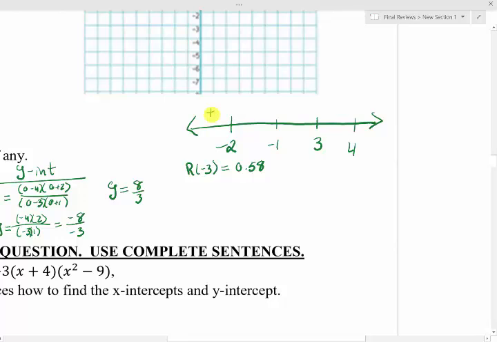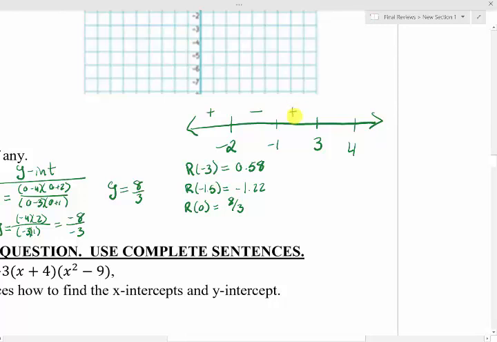Then I'm going to need a number between negative 2 and negative 1. So I'm going to test negative 1.5. Which gives me negative 1.22. So it's negative. Then a number between negative 1 and 3. I'm going to go ahead and use 0, since we already calculated that. And that was 8/3. So positive.